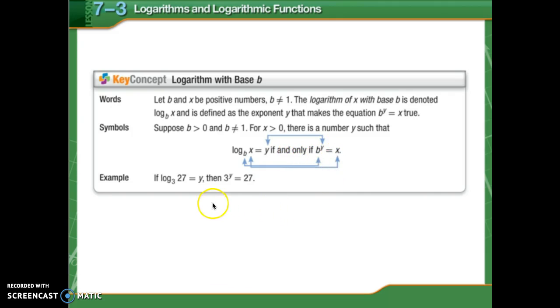As an example, if you have log base 3 of 27 equals y, that means 3 to the y power equals 27. And then you just figure out y, and obviously in this case y would be 3, because 3 to the third power is 27.